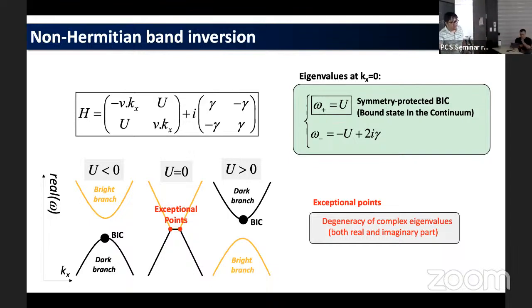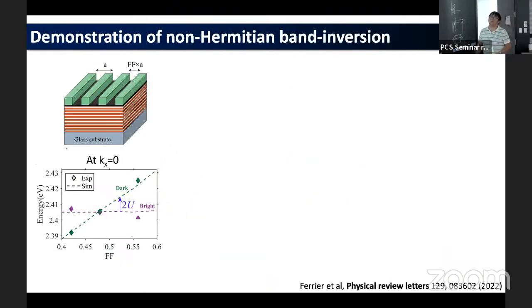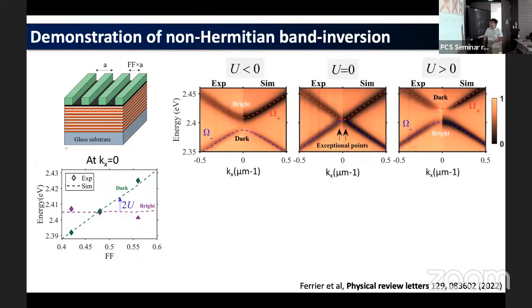So can we observe it experimentally? We fabricated a sample. I don't mention much in detail why we need to have this black mirror here, but basically again we want to change U, the intra-layer coupling, by again changing the filling fraction. So we follow kx equal to 0, the dark branch and the bright branch. You see that the bright one is almost constant, the dark branch crosses, and so we might have an exceptional point here, and from this to this a band inversion.